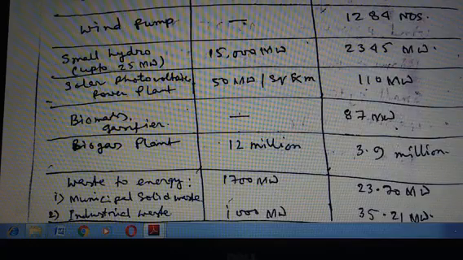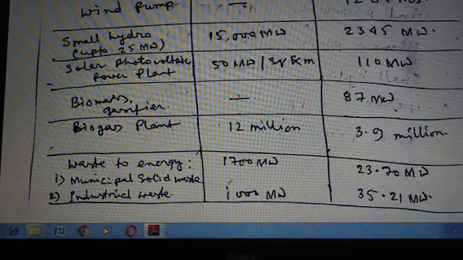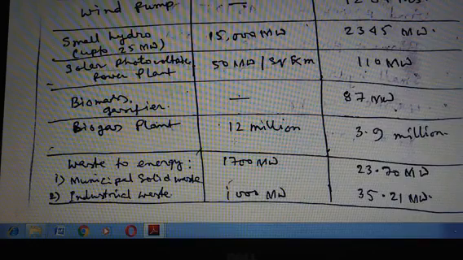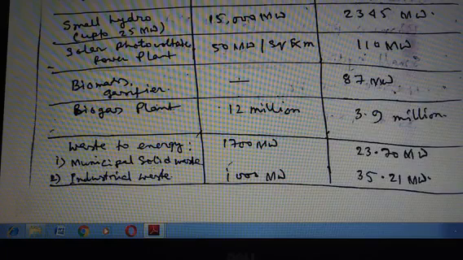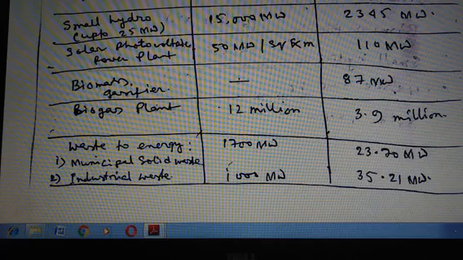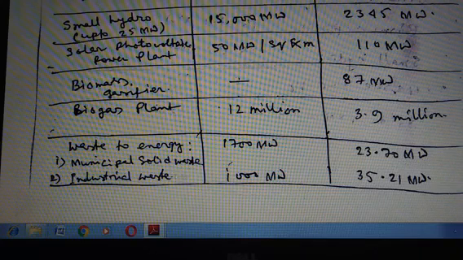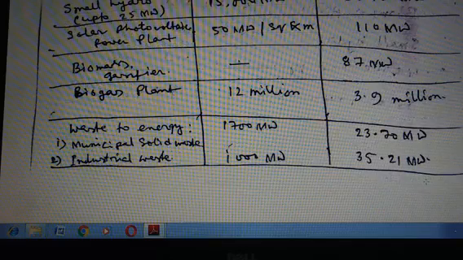By biomass plants, 12 million is our target, but we could achieve 3.9 million. For waste to energy like municipal solid waste, the estimated potential is 1,700 megawatt, and we could achieve 23.70 megawatt. For industrial wastage, our estimation is 1,000 megawatt, but we could achieve only 35.21 megawatt. And this is the overall scenario of energy in our country.